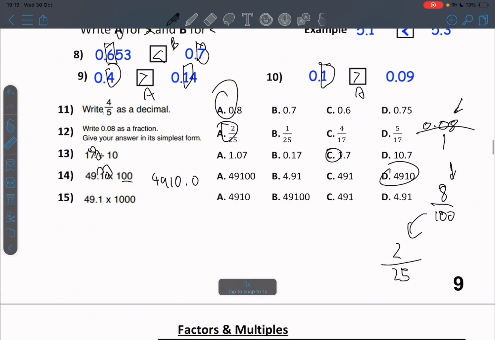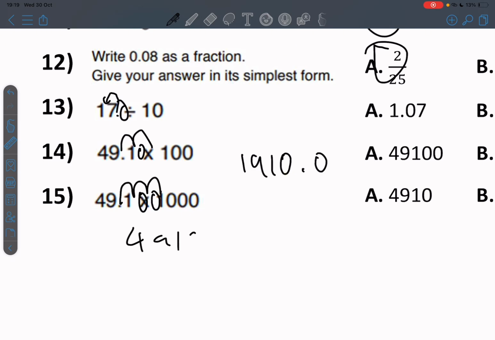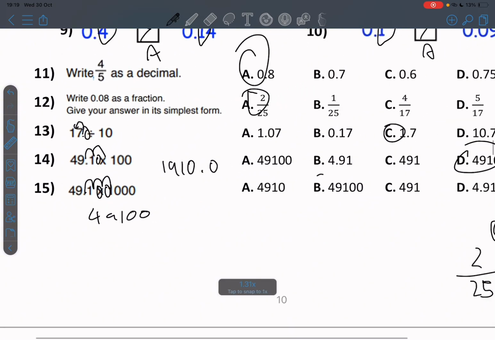Question 15. If you times by 1,000, you can see there's 3 zeros here. So we move 3 places to the right. 1, 2, 3. So there's 2 zeros that we have to add here. 49100. That's option B.